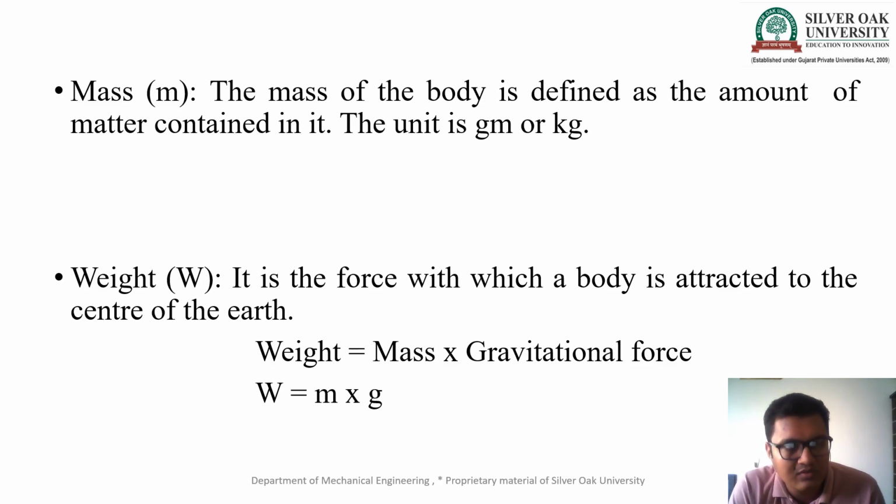The mass of a body is defined as the amount of matter contained in it. The unit of mass is gram, or kilogram. Now we talk about weight. It is the force with which a body is attracted to the center of the earth, and that is called the weight. So weight is equal to mass into gravitational acceleration, W equals m into g.